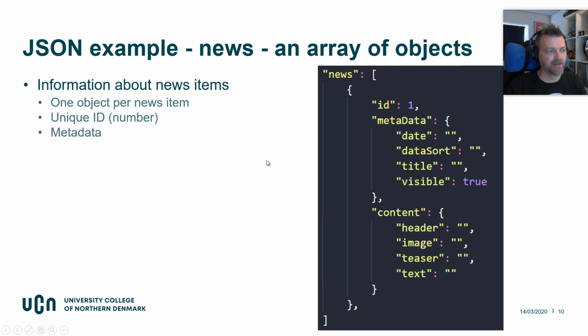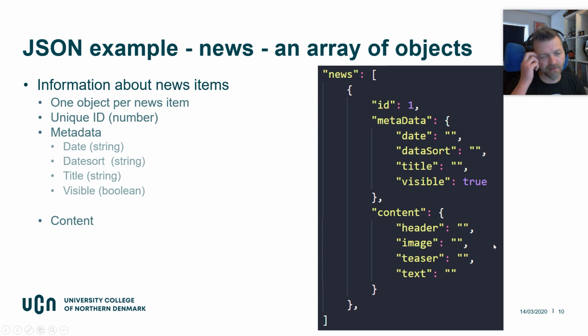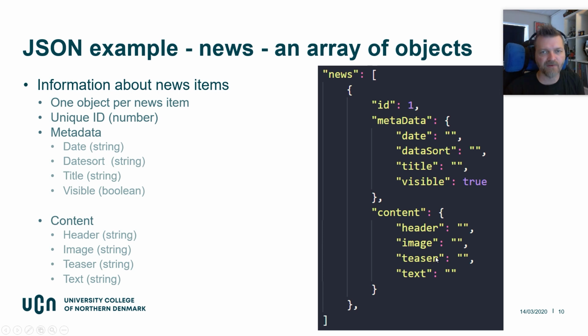But we have a unique ID again, we have some metadata, we have date, which is the date shown on the web page. Then I have prepared something for sorting, and I have mistyped it here, so it shouldn't be data sort, it should be date sort. And a title, again string, and visible, true, false. We have the content key, where we have an object with header, image, teaser and text. We have teaser here because we need to have some sort of small text to lure the user to read the rest.